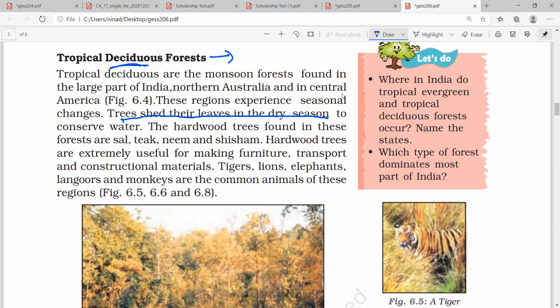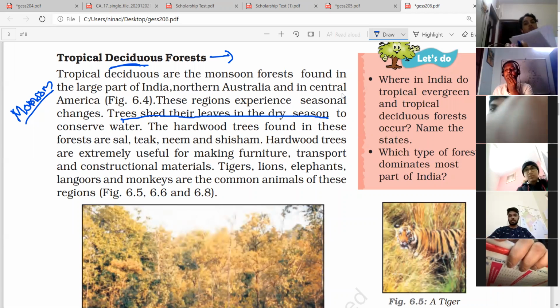But here rainfall is seasonal. Sometimes rainfall will be there, sometimes it will not. Example, the Indian monsoon climate itself. When will you have rainfall in the Indian monsoon? During the summer season. Only 4 months you get rainfall, so you don't have rainfall throughout the year.